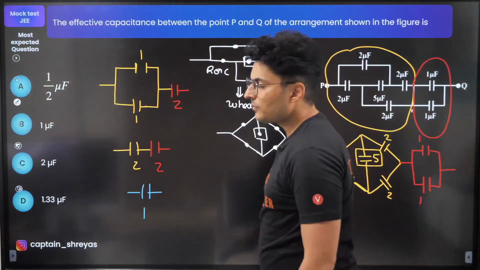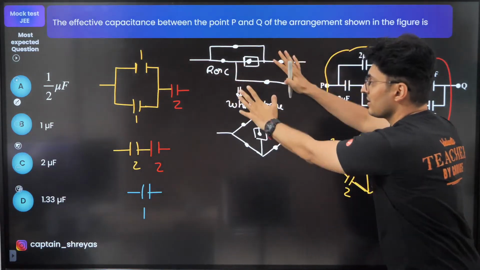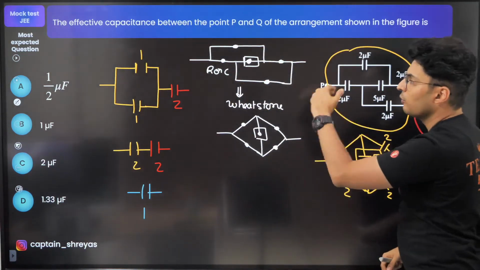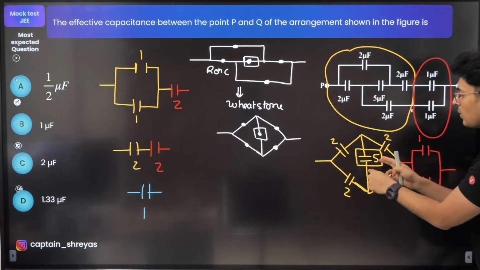Very good. See, I had to explain all of this to you because this was a standard form. If you know it, I won't waste time explaining this. Then I would directly start by drawing the equivalent circuit.